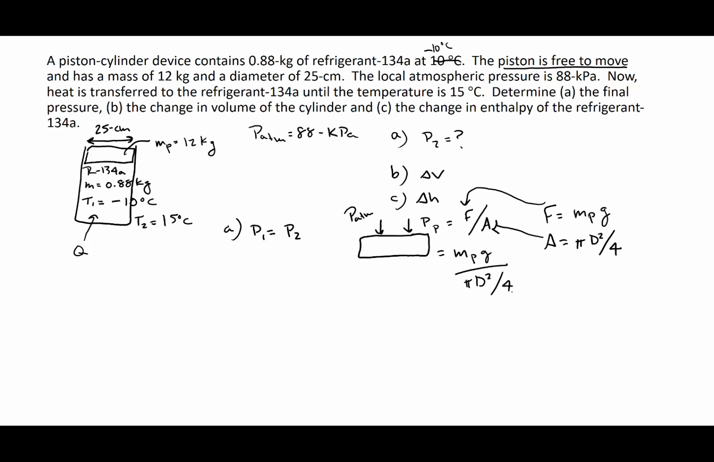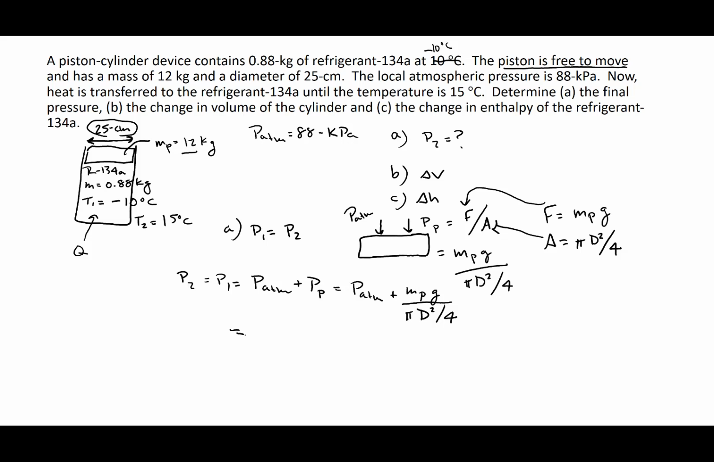So we know what the mass of the piston is because that was given. We also know what gravity is, and we know what the diameter of the piston is because that was given. So we can calculate what the pressure is. So P1, actually we're looking for P2, so I'm just going to put P2, which is equal to P1, which is equal to the atmospheric pressure plus the pressure of the piston. So this is equal to P atmosphere plus MP, so the mass of the piston multiplied by gravity over pi d squared over 4.